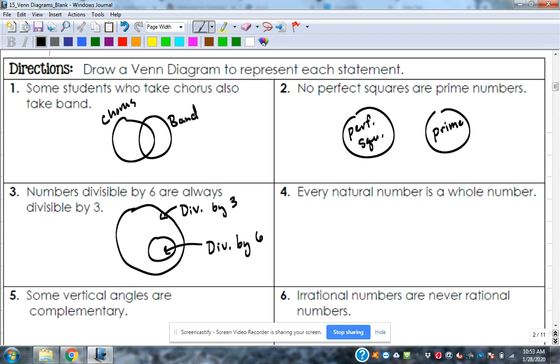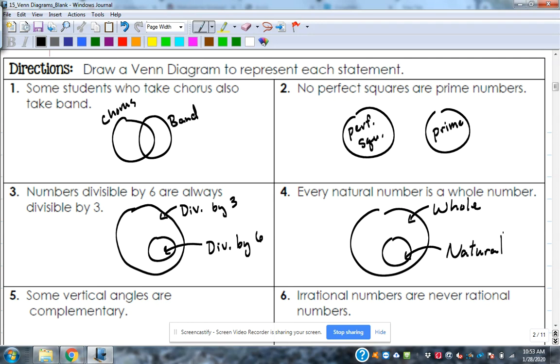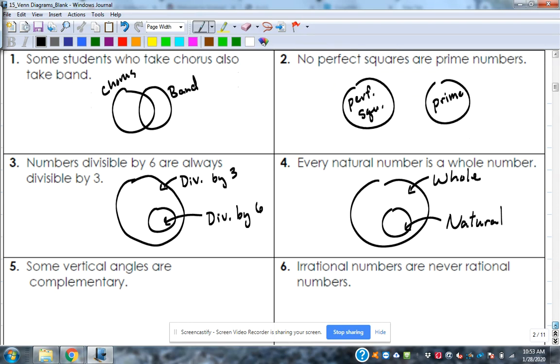Number 4 says every natural number is a whole number. Always. So that's the circle inside the circle. Which one's the big circle? Whole numbers is the big circle. And the smaller circle would have to be the natural numbers. Yes. When it's asking you to draw the Venn diagram fitting that situation, just a statement, do label them, so that we know which one is what.